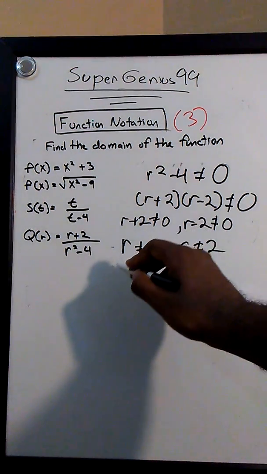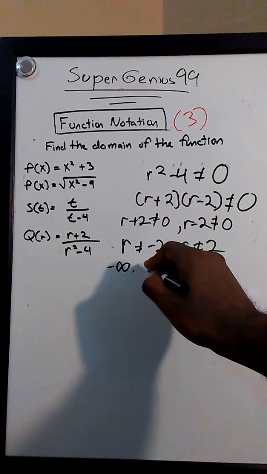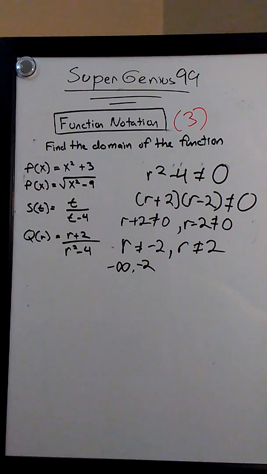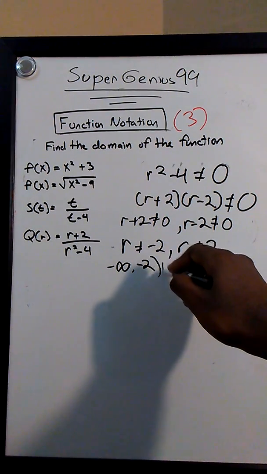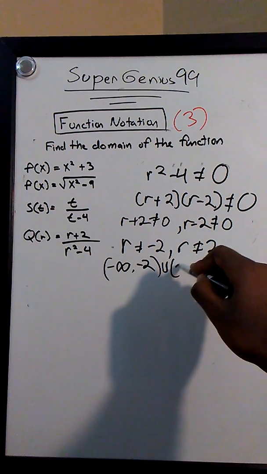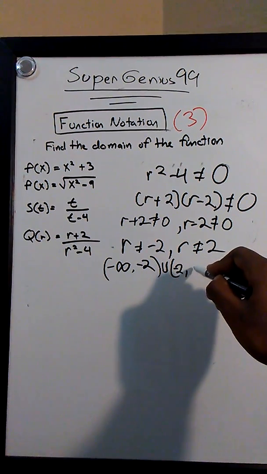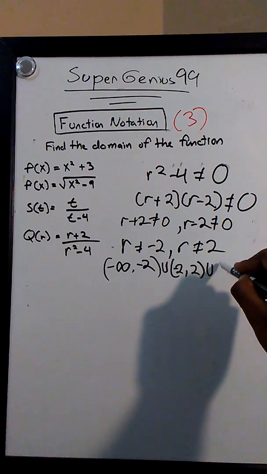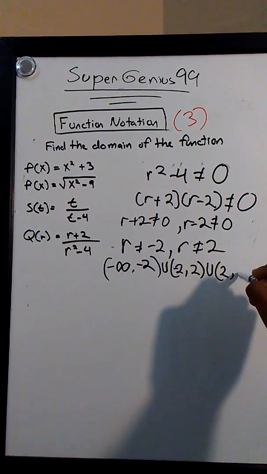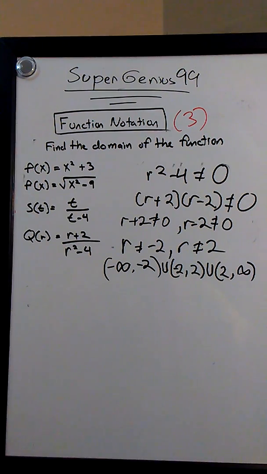So how would you represent that? Negative infinity to negative 2, union, negative 2 to positive 2, union, positive 2 to infinity. So we're skipping negative 2 because we can't have negative 2. And then from negative 2 to positive 2, but not including negative 2 and positive 2. And positive 2 to infinity.